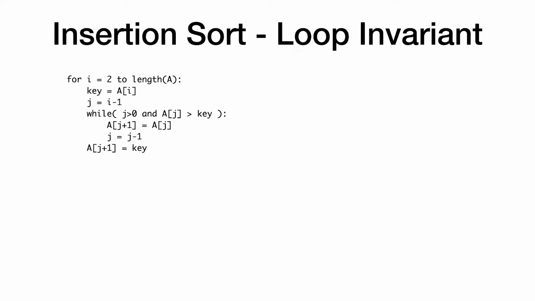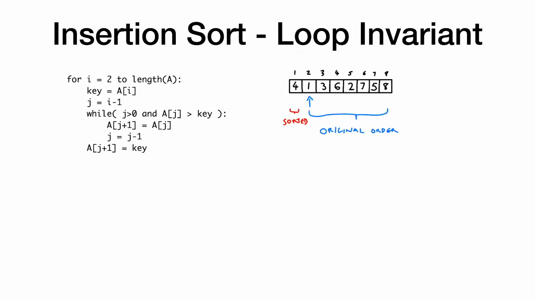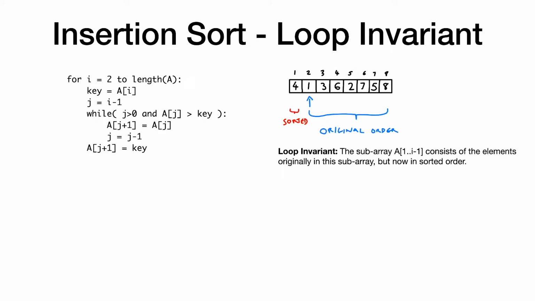Let's now consider the loop invariant for insertion sort. Remember, when we first begin, I is set to 2. The left-hand subarray, so everything to the left of this index, is sorted. When we start, the left-hand subarray consists of just one element, which obviously an array of one element is sorted, and everything to the right is in its original order. This gives us the loop invariant. The subarray A1 through I-1 consists of the element originally in this subarray, but in a sorted order.